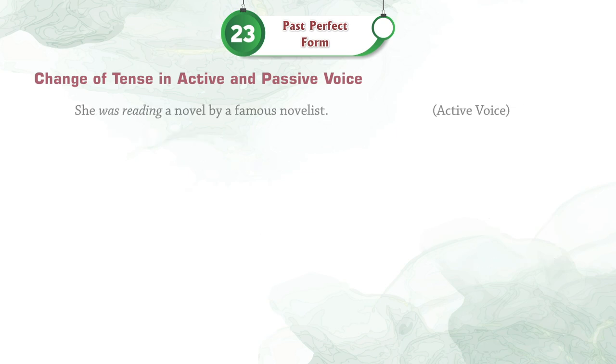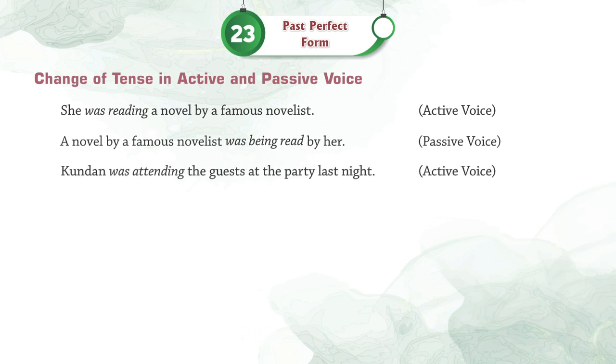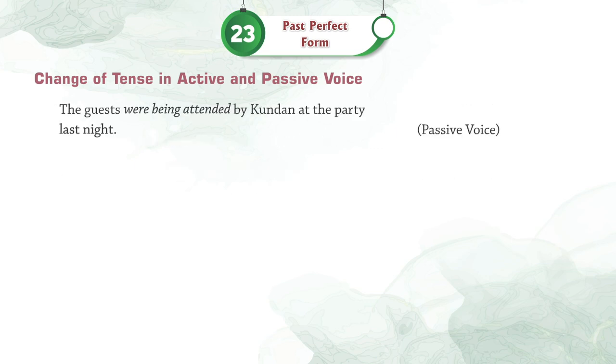Active voice: She was reading a novel by a famous novelist. Passive voice: A novel by a famous novelist was being read by her. Active voice: Kundan was attending the guests at the party last night. Passive voice: The guests were being attended at the party last night by Kundan. The guests were being attended by Kundan at the party last night.